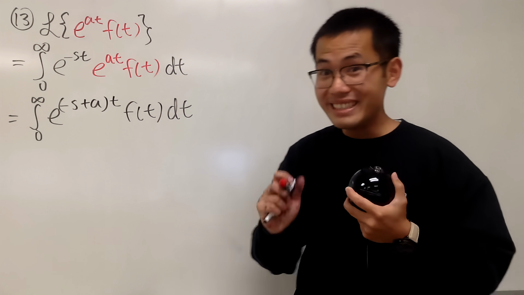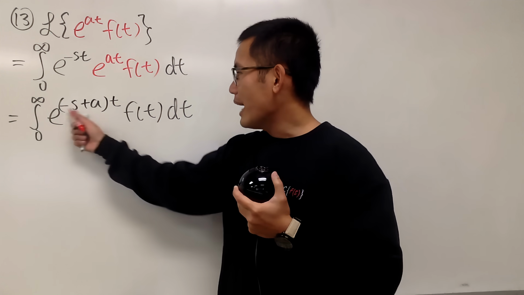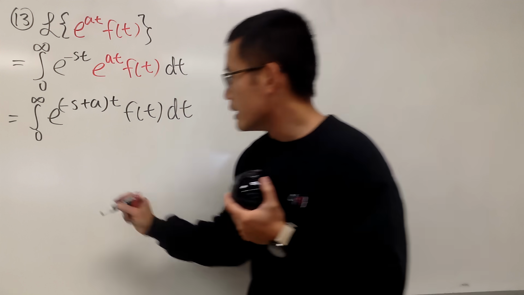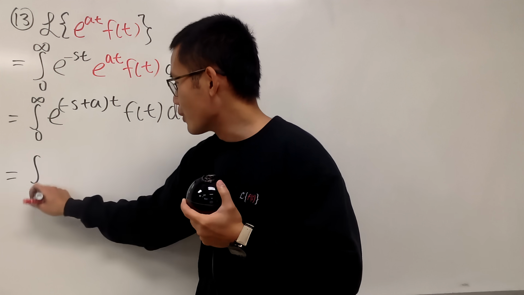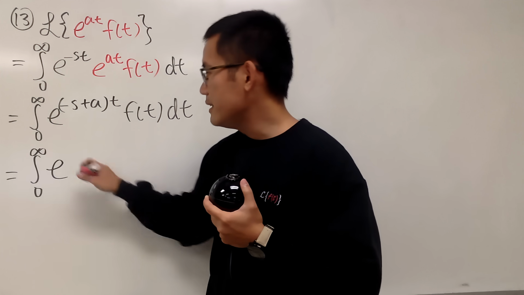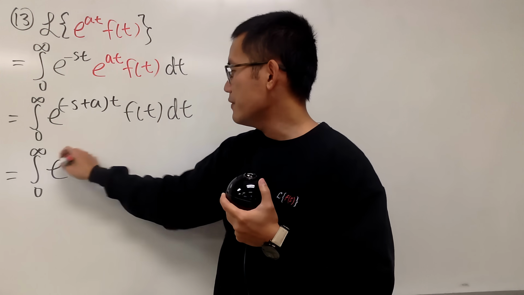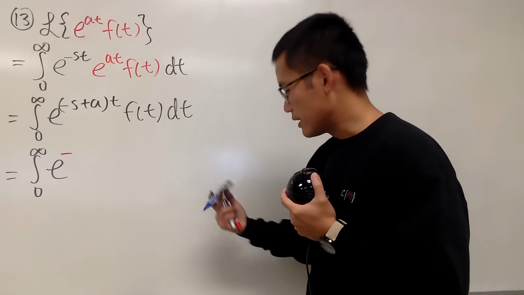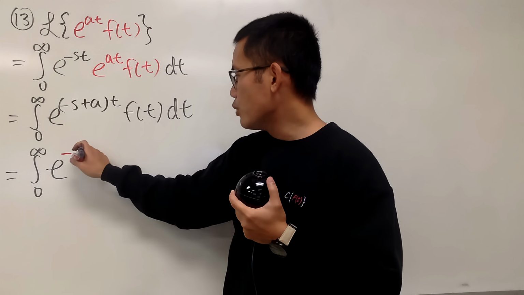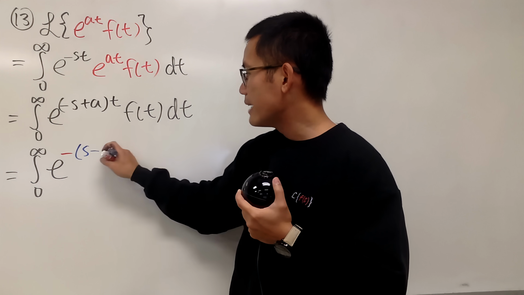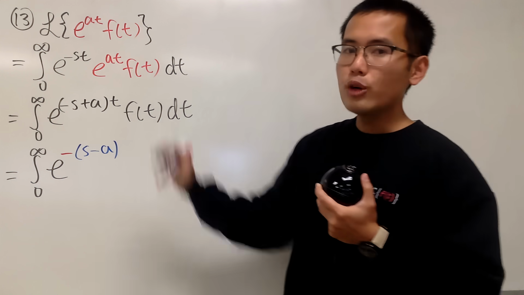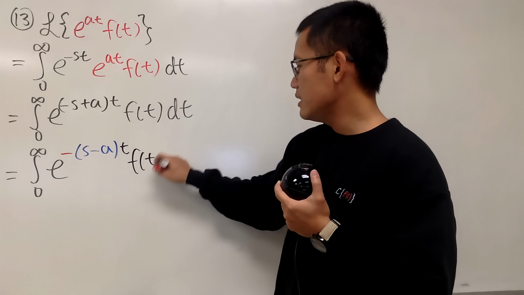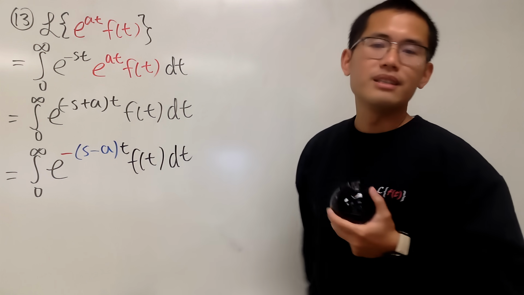Now, this is what we are going to do. Right here, I'm going to factor out a negative, and I'll do this in this order, right? So, I have the integral going from 0 to infinity, e to the, I will factor out a negative, and then input will be the following. I'll put this down in blue so it stands out a little bit better. Input will be s minus a, and again, just work out the algebra, and then you have the t after that, and this is f of t dt.